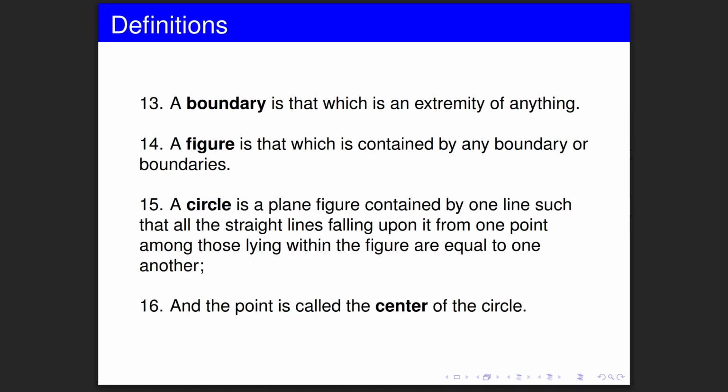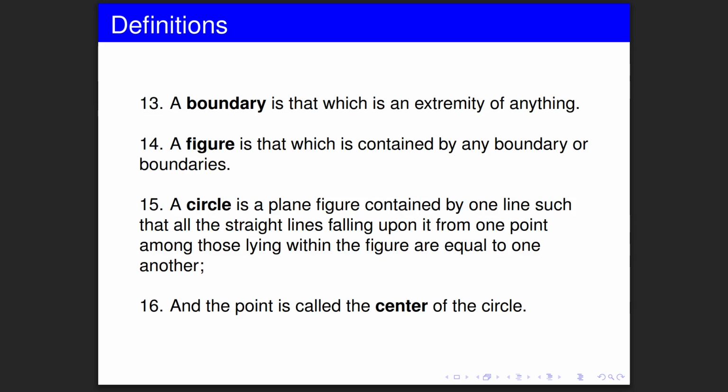So moving on, definition 13, a boundary is that which is an extremity of anything. Definition 14, a figure is that which is contained by any boundary or boundaries. Definition 15, a circle is a plane figure contained by one line such that all the straight lines falling upon it from one point among those lying within the figure are equal to one another. And definition 16, that point is called the center of the circle.